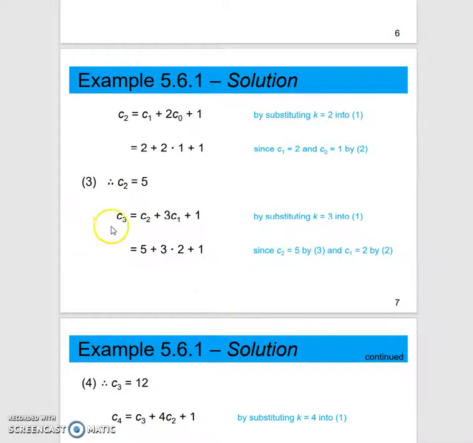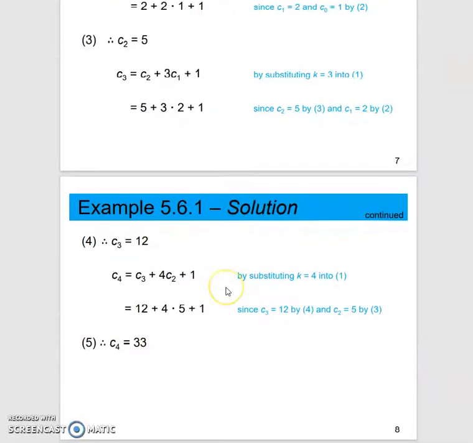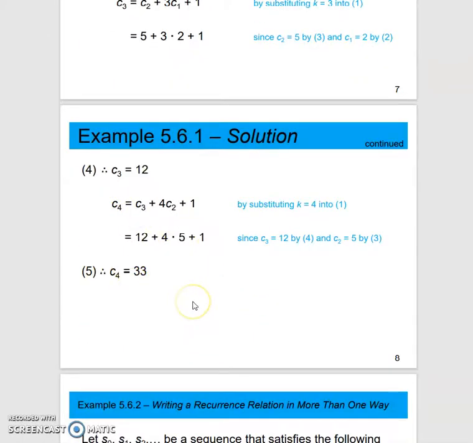Similarly, to find C3, it's going to be C2 plus 3 C1 plus 1. I get 12. And similarly, I can get my C4 value as well.